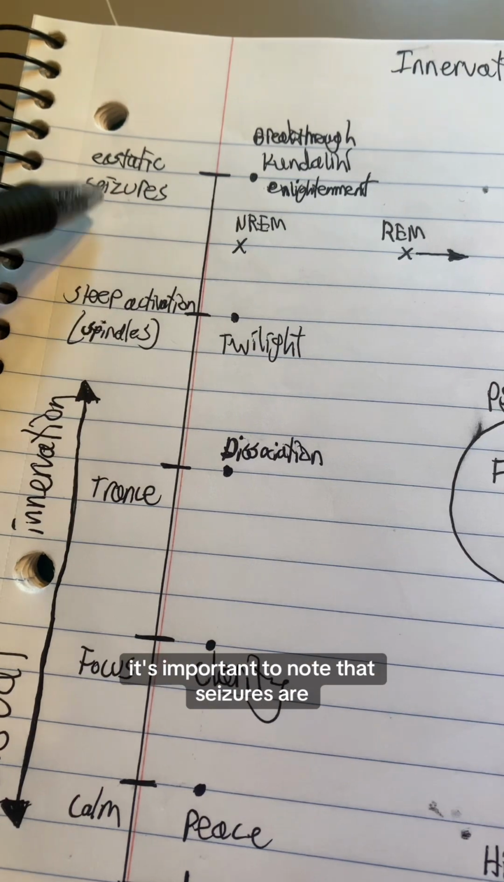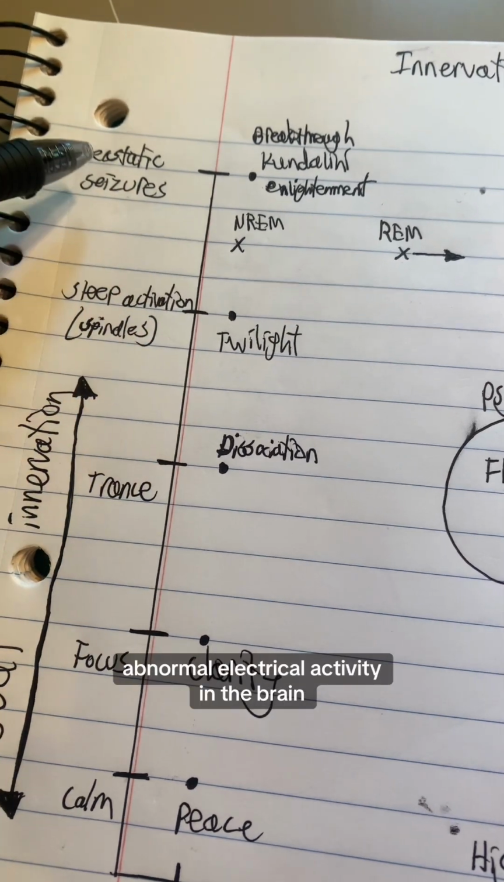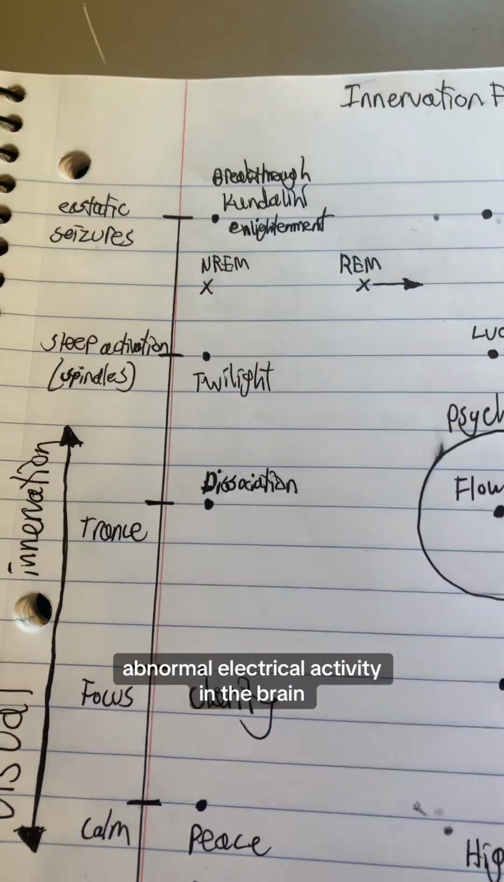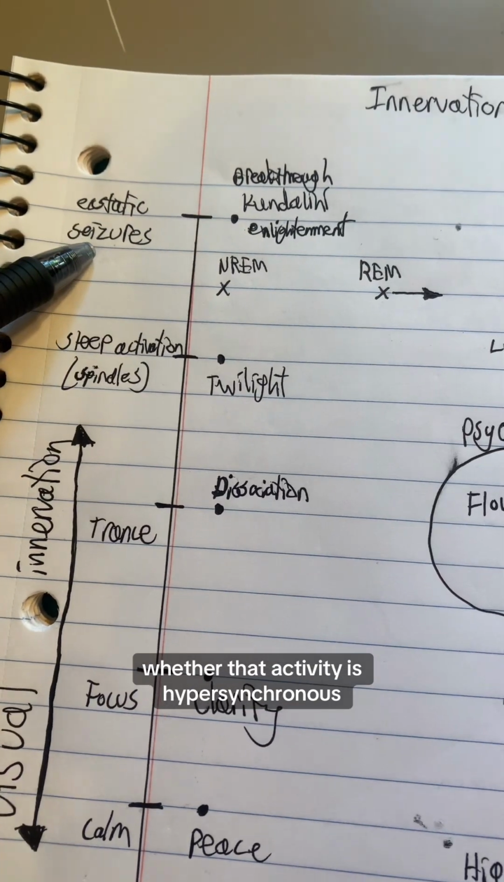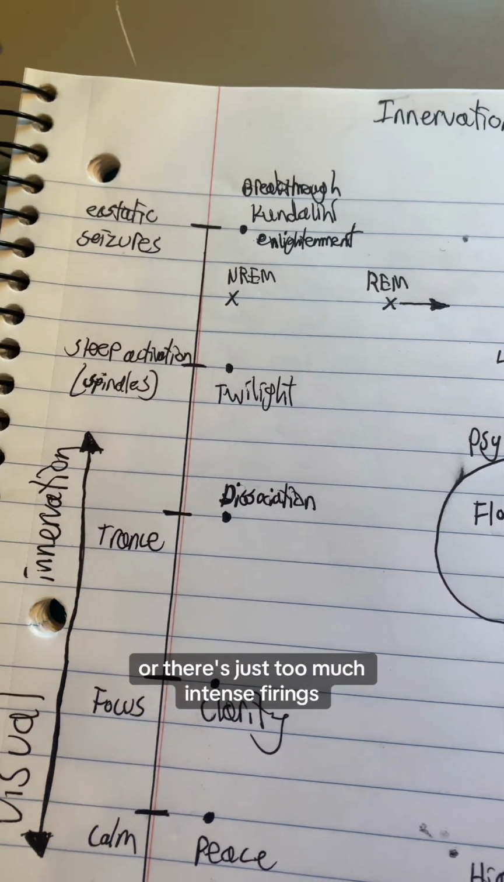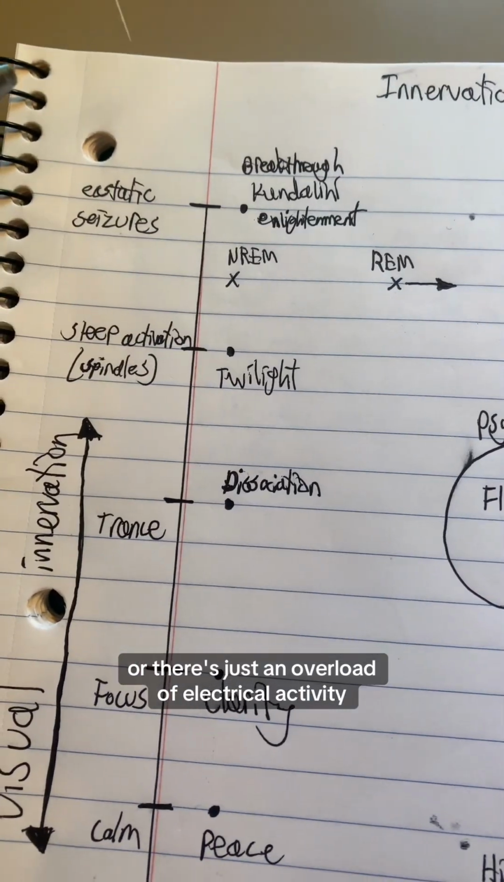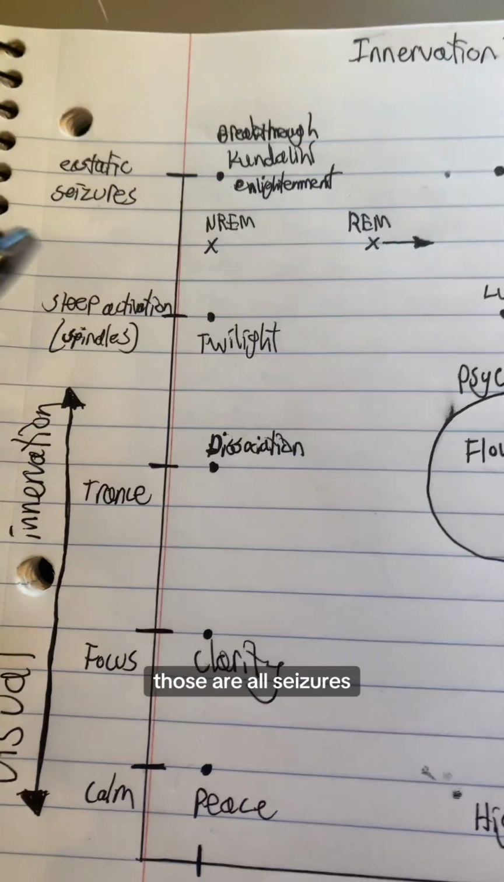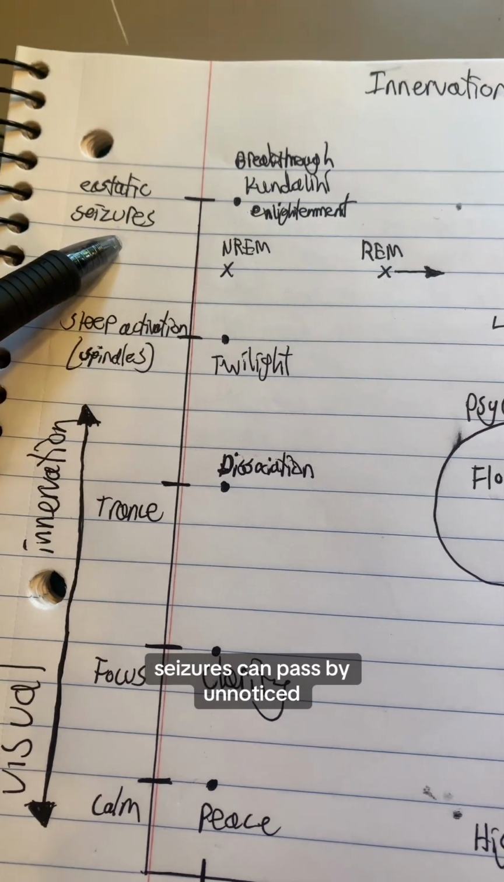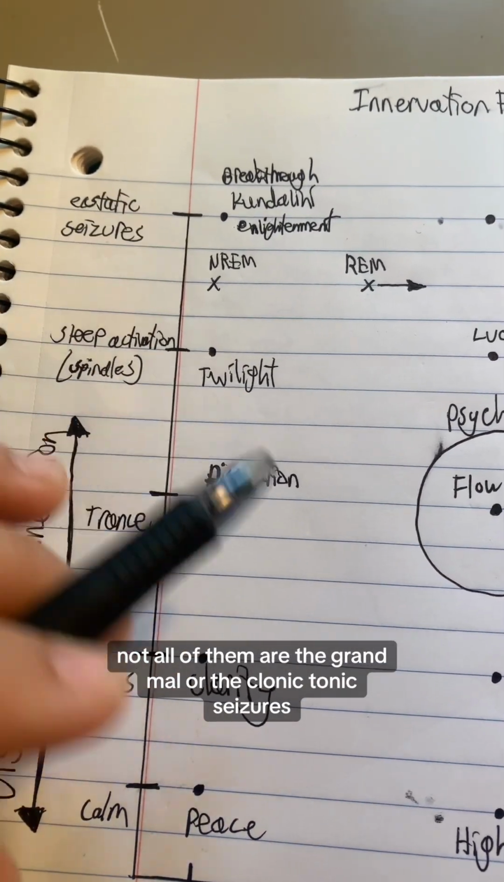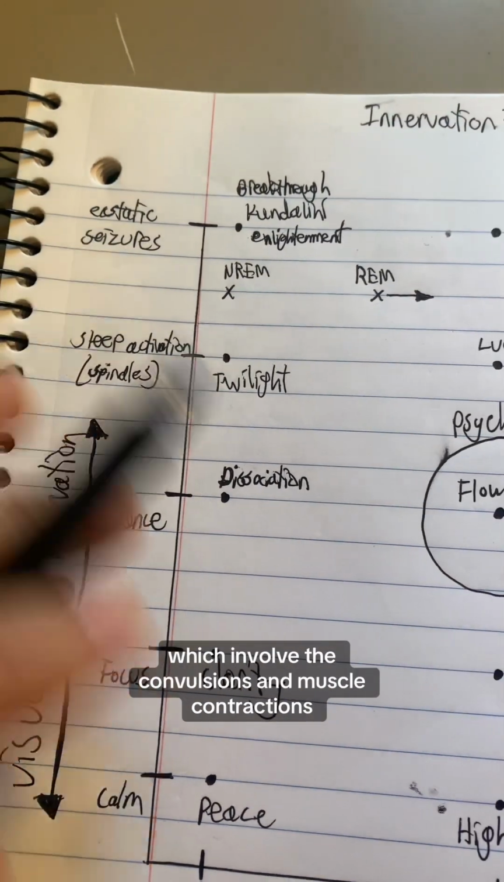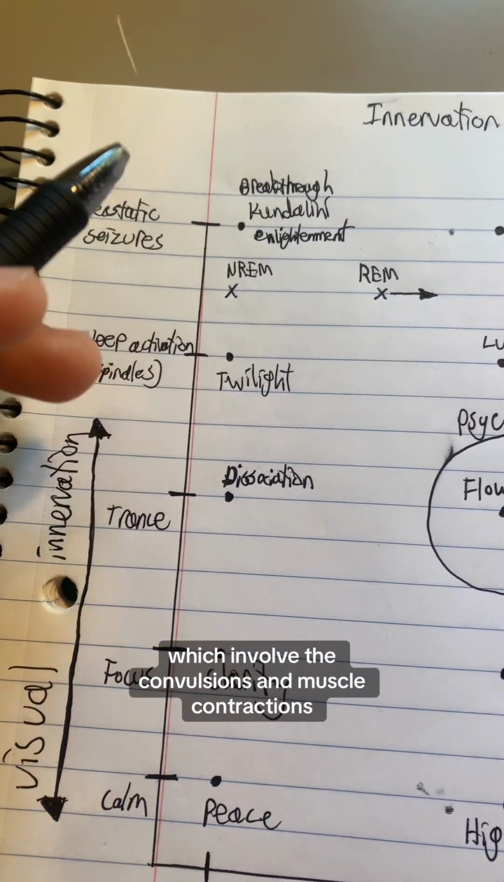It's important to note that seizures are abnormal electrical activity in the brain. Whether that activity is hypersynchronous, or there's just too much intense firing, or there's just an overload of electrical activity, those are all seizures. Seizures can pass by unnoticed. Not all of them are the grand mal or the clonic-tonic seizures, which involve the convulsions and muscle contraction.